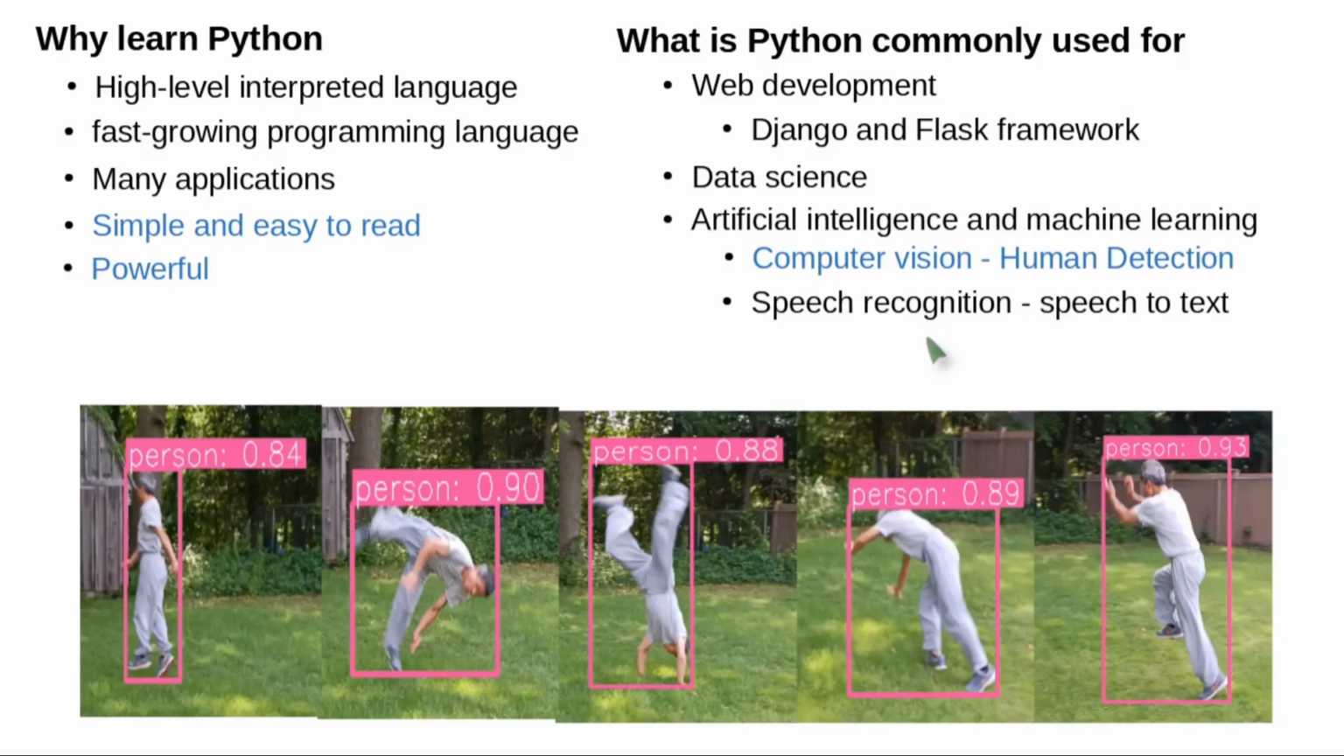Python is also used for speech recognition. One example of speech recognition is speech-to-text engine. Python is a very popular language for natural language processing. One example of natural language processing is the ChatGPT developed by OpenAI.